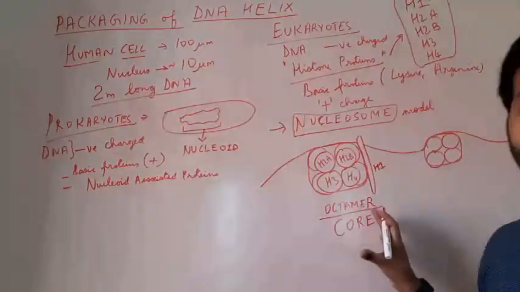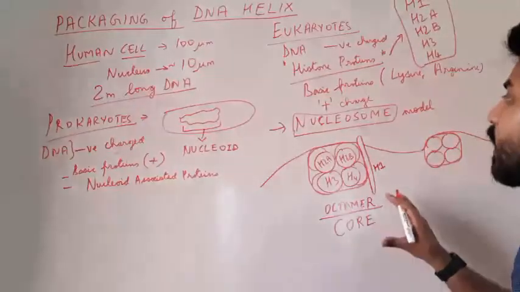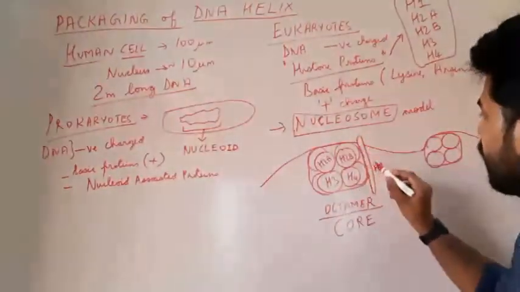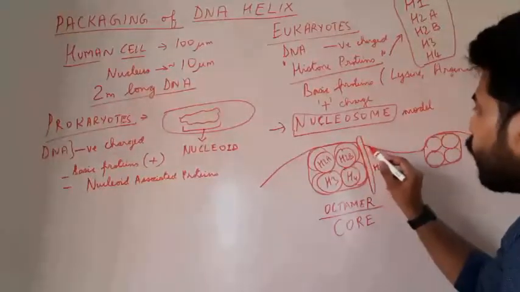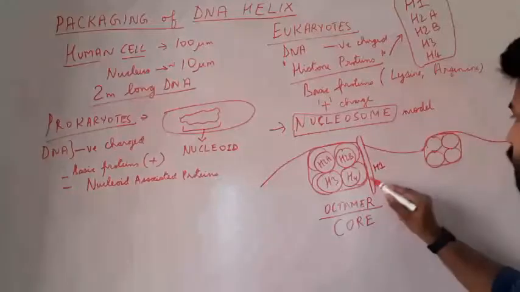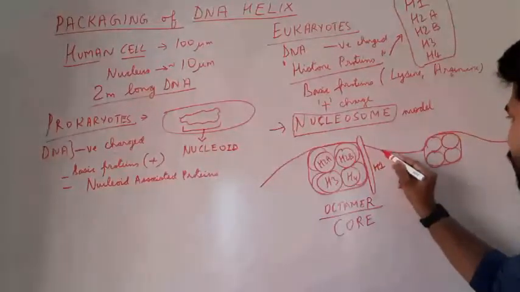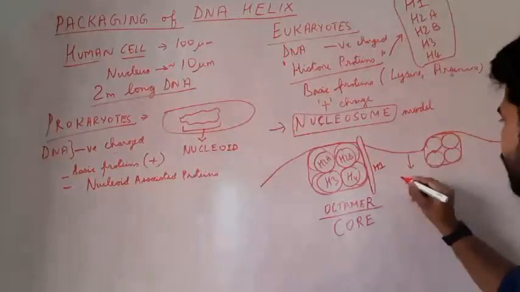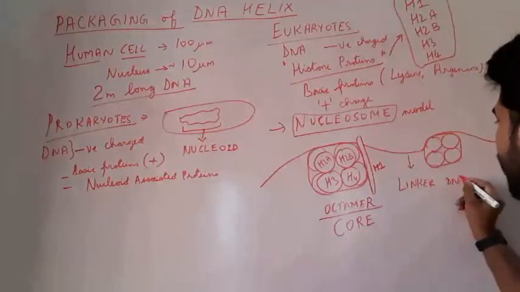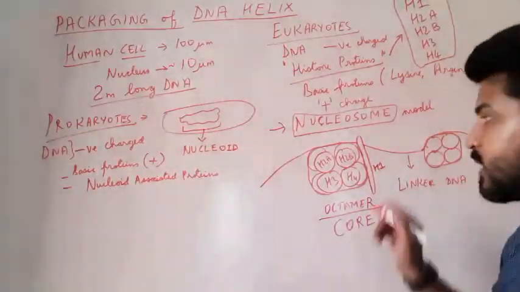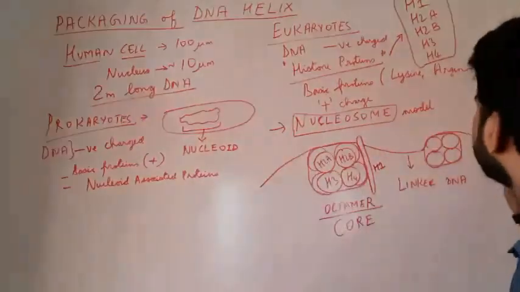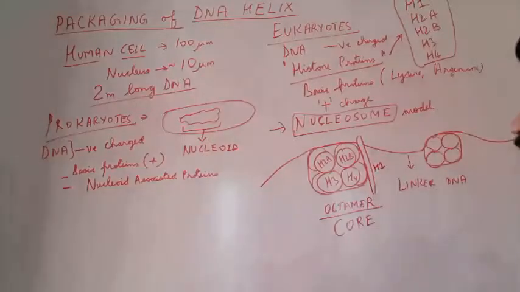So this is the structure of the nucleosome, where the DNA molecule is wrapped around the octamer core. Between the two nucleosomes, the length of DNA that is remaining is called the linker DNA. As the name itself suggests, this DNA will link one nucleosome to another nucleosome.